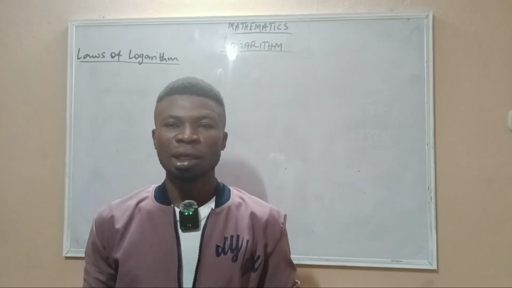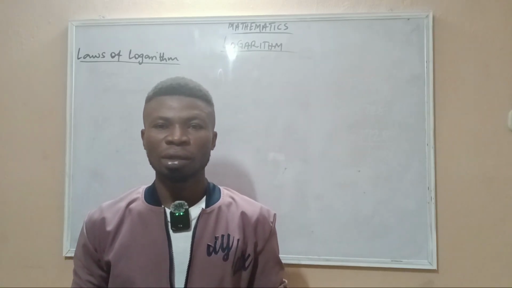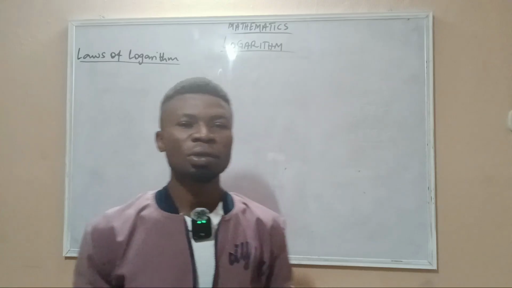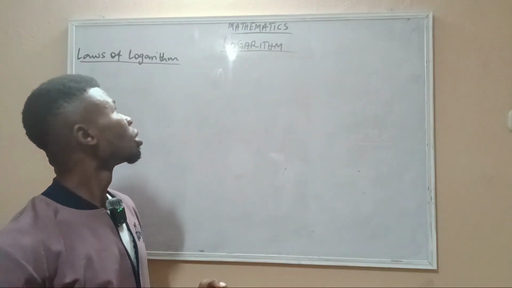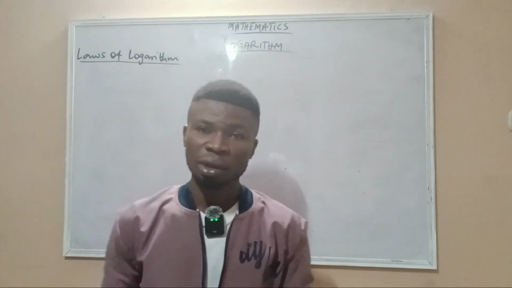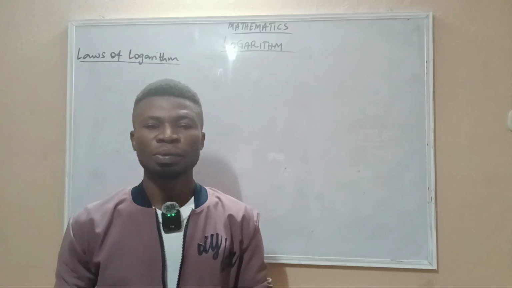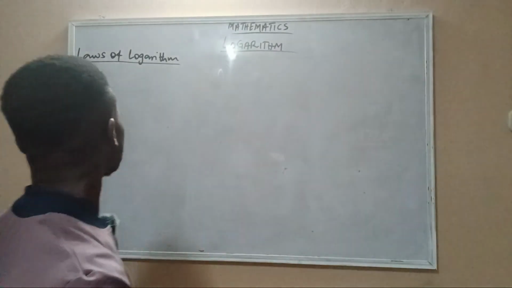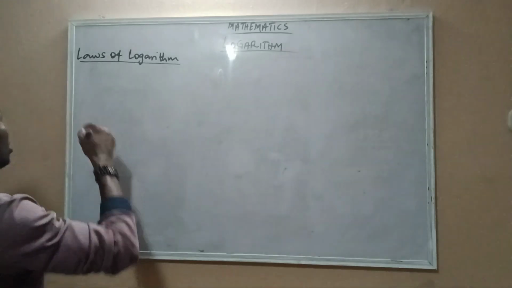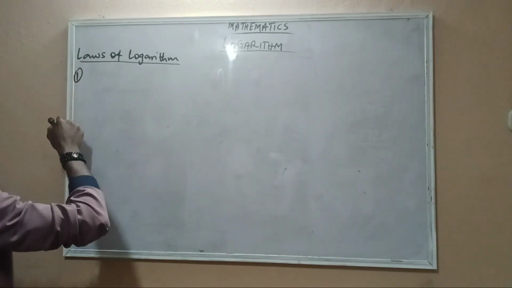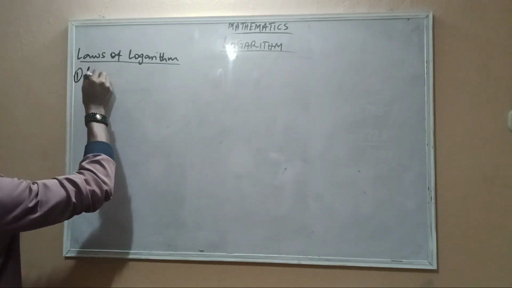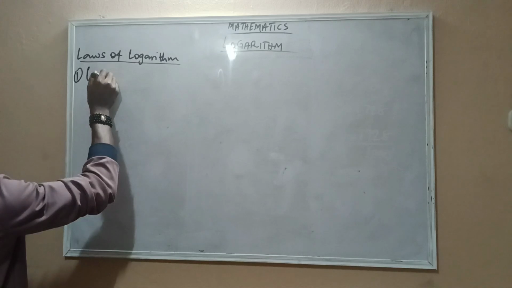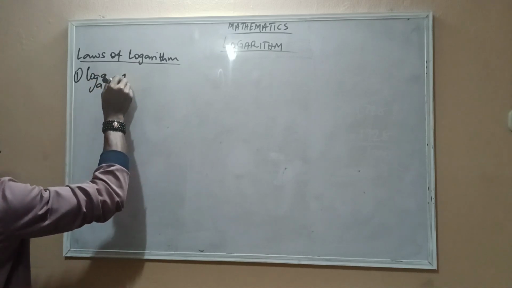Like I said in episode 1 of this logarithm, today we're going to look into the laws of logarithm and then solve one or two examples. Now let's start with the laws of logarithm. The first law of logarithm says log to the base a of a equals 1.